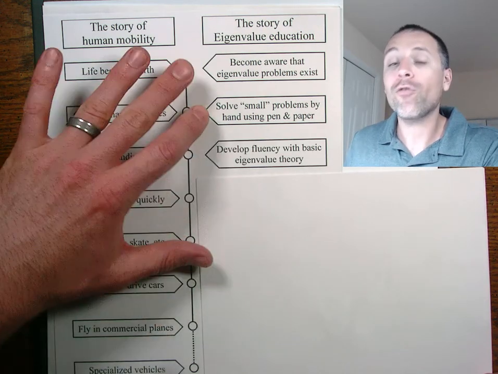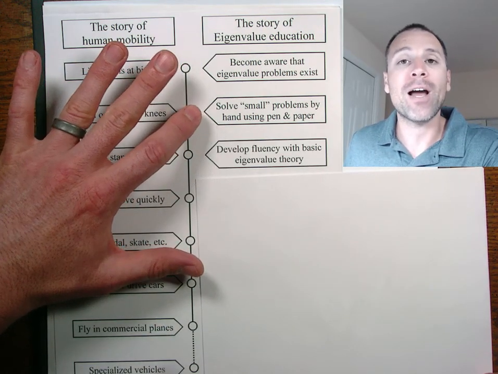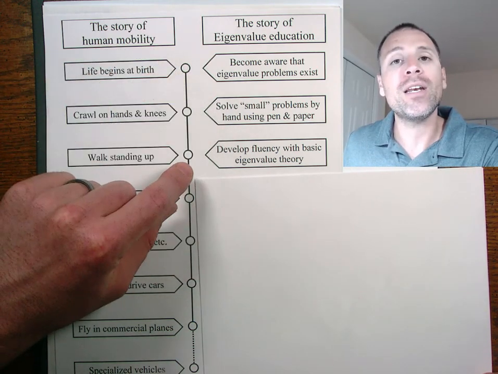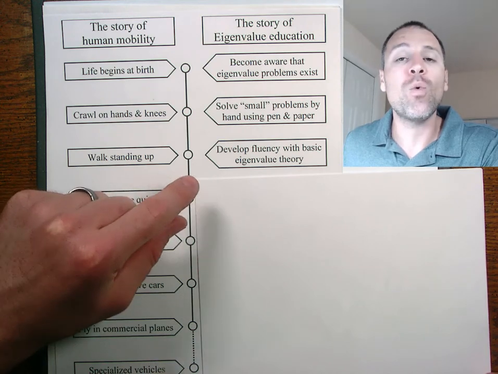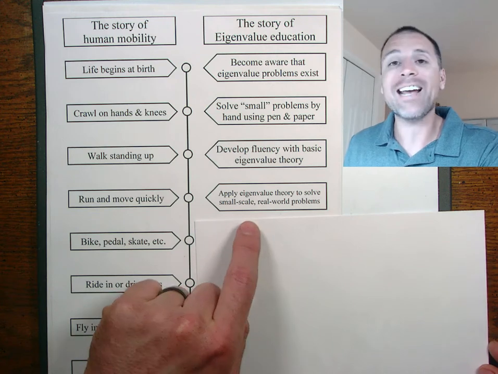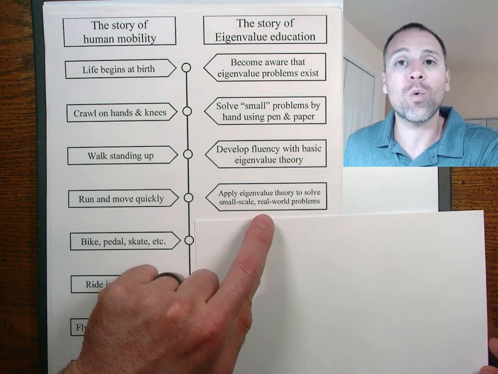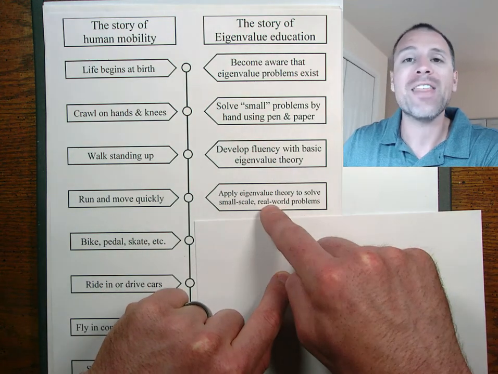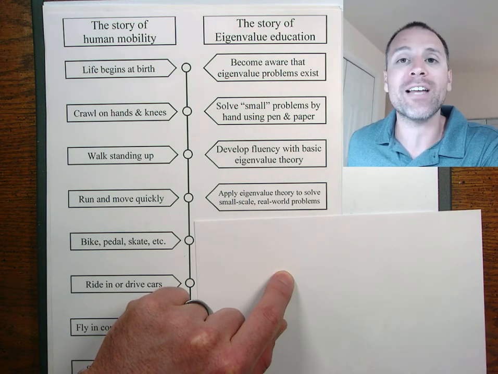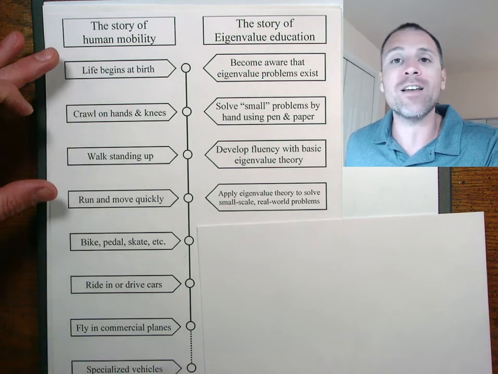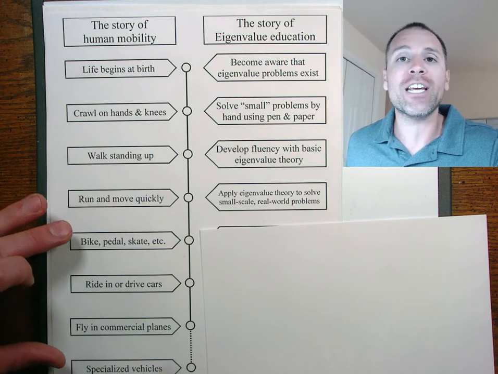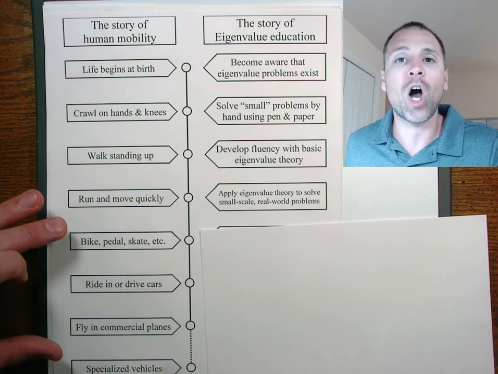Once we've studied our first few problems by pen and paper analysis, maybe 2x2 and 3x3 matrices, that's where we start building an understanding of and fluency with basic eigenvalue theory. At this point, we're ready to really apply eigenvalue theory for small-scale real-world problems, and I would call this the end of the introduction to eigenvalue theory and the beginning of our more advanced stages of life. This is the end of single human mobility based on the body and the start of bringing much more powerful tools to bear on harder problems.